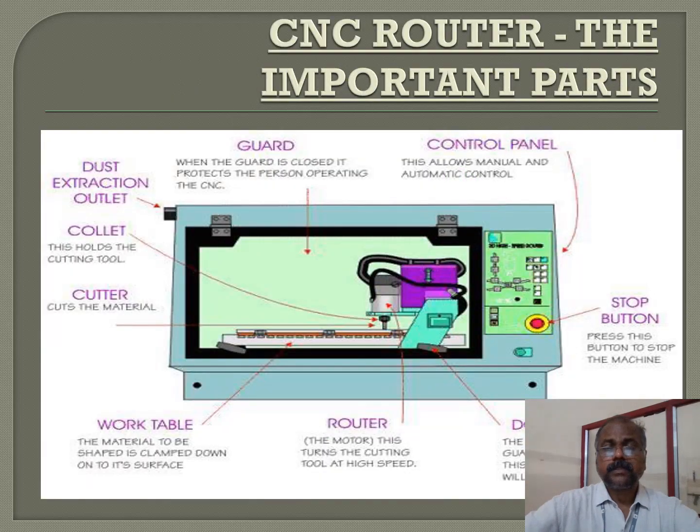So here we discuss the CNC router, the important parts. In the diagram the guard is provided here, and the control panel is there, which has the controls for the input of instructions, and there is an emergency stop button. Here we have the router, work table, the cutter which will cut the material, the collet which will hold the tool, and the dust extraction outlet which will take dust out of the machine.